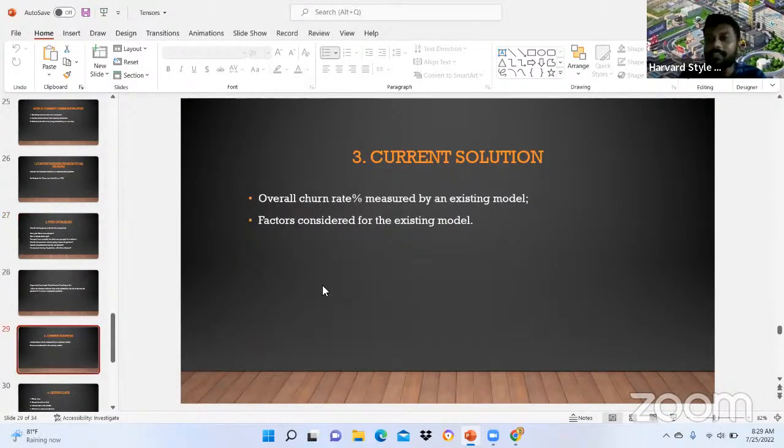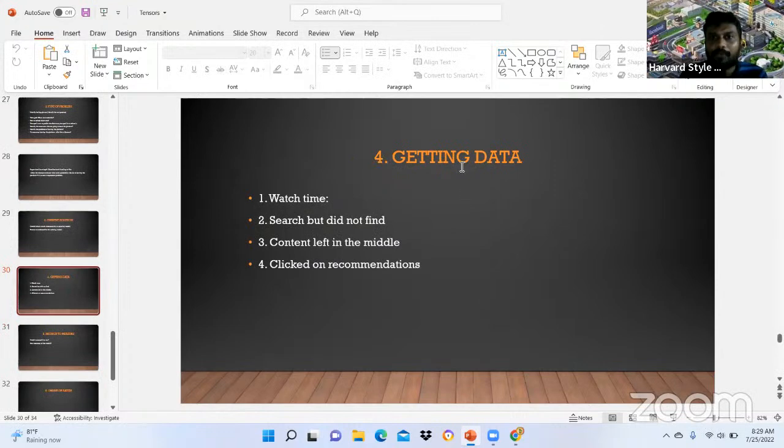Then you can also understand the current solution. What are the existing solutions? The previous data scientists made something to predict the churn rate. But your goal is not to predict the churn rate; your goal is to minimize the churn rate. Still, if the previous data scientists did research on the churn rate values of each month, like 5%, 6%, by taking those data sets and attributes, you can get some opinion. Then you want to get the data.